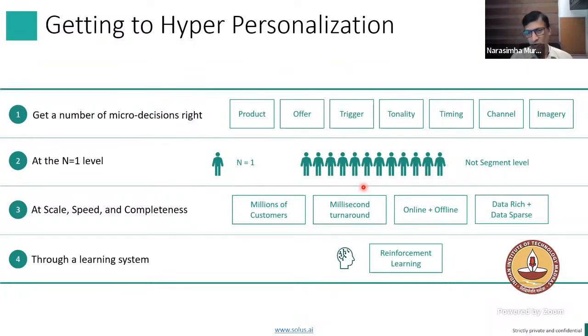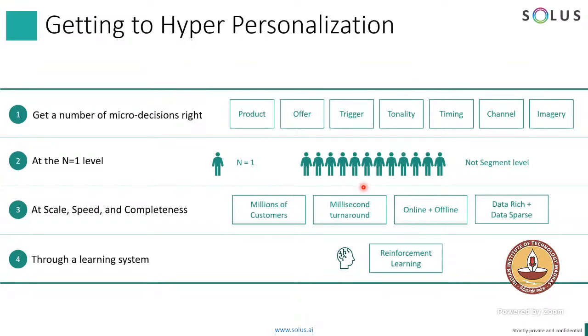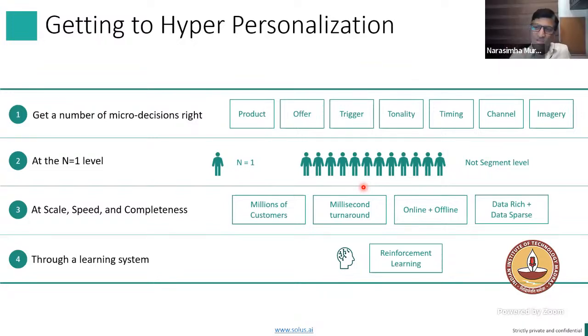There will be customers for whom you have a lot of data. There will be customers for whom you don't have any data, right? Or you have very little data or sparse data. So how do you handle both those scenarios, right? Rich data. So that you ensure that your solution, your hyper-personalization strategy and implementation, is complete in all respects.